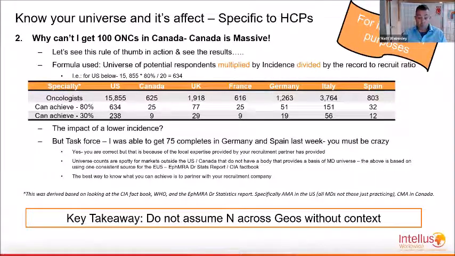In the example below, I run this for an 80% incidence and also a 30% incidence to show you what the incidence can do to your sample. Below in the chart, you'll see estimated universes for each market that were generated from the AMA in the States, CMA in Canada, and then a combination of the Ephemera Dr. Stats report, CIA Factbook, and the WHO for EU5. There'll be a bit more about this in a second, but it's a little more complex in the EU5 than in the US and Canada.